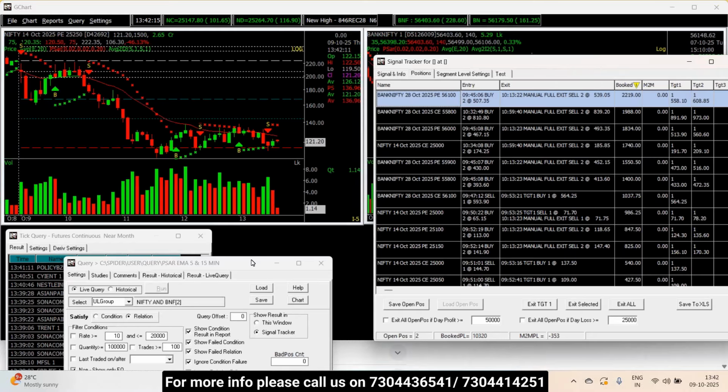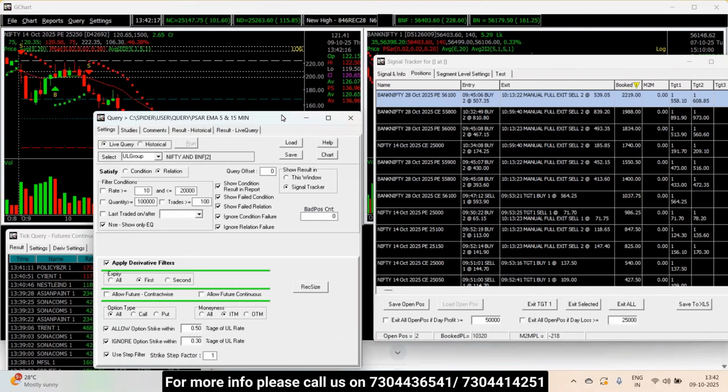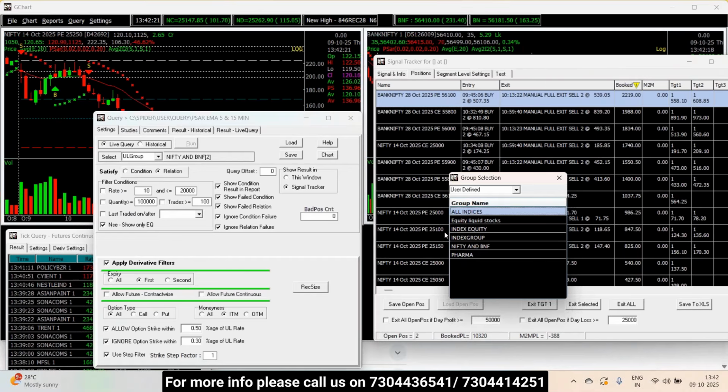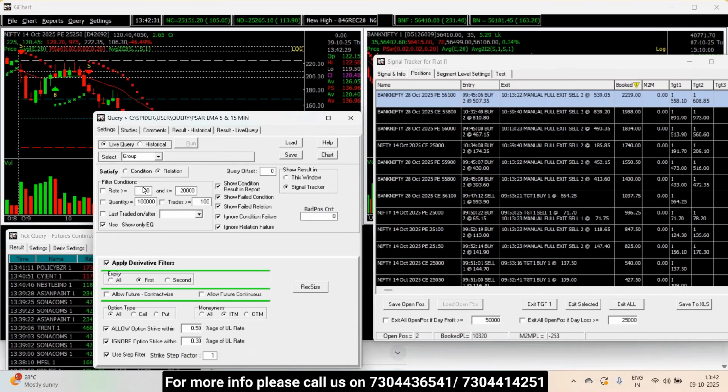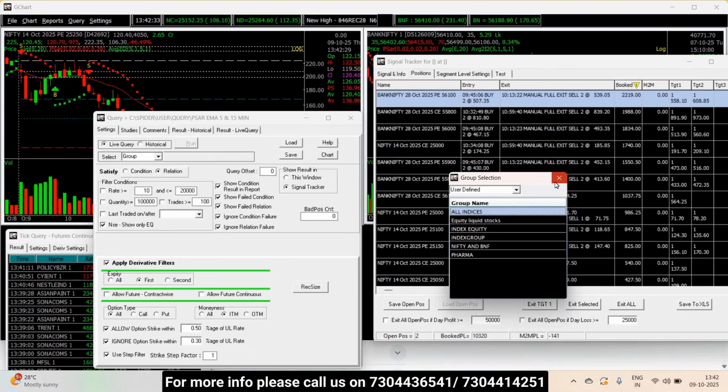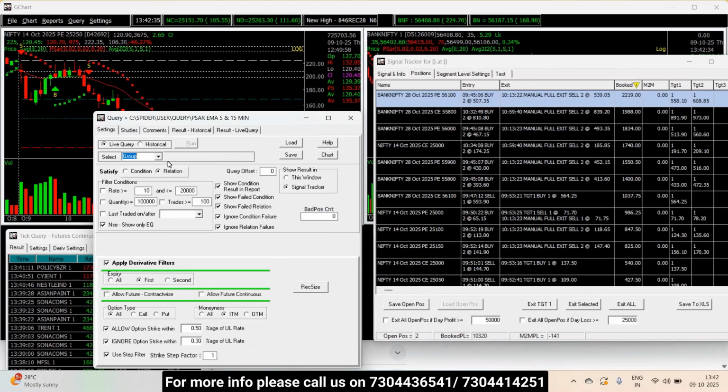If you want to change Nifty and Bank Nifty, as I said, you can change the group. You can create a group, and created groups will be in this user defined section. If you want any predefined groups, we have predefined groups too, and based on this the signals will come.